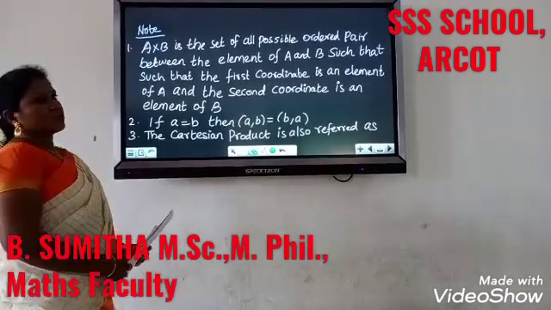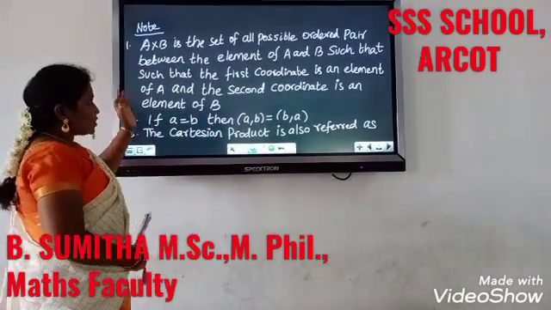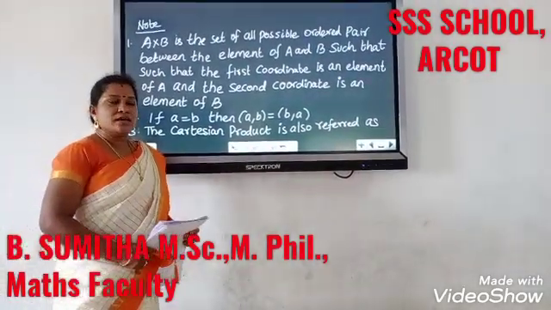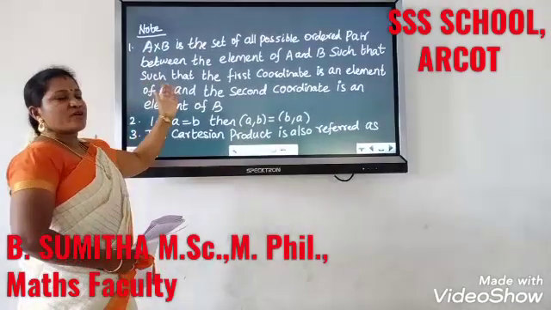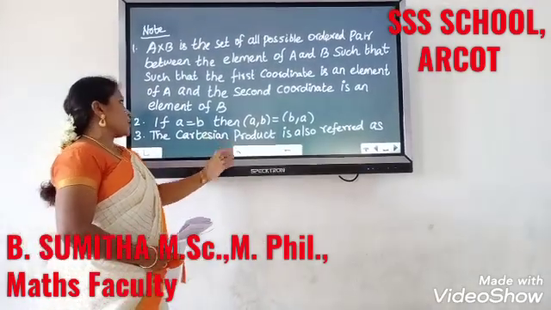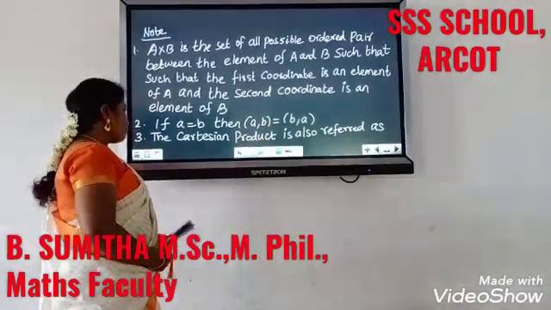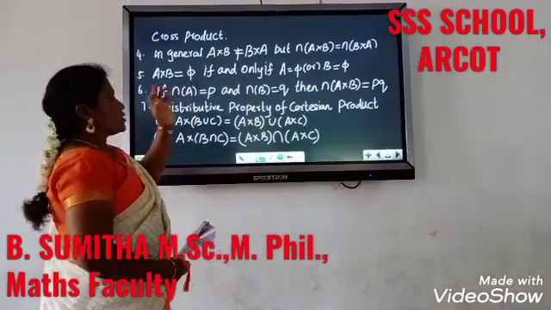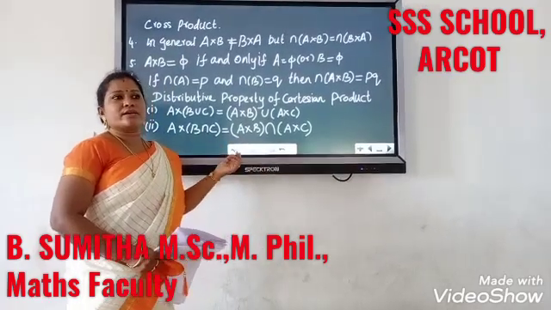Now in this Cartesian product we are going to see some important notes. A cross B is the set of all possible ordered pairs between the elements of A and B such that the first coordinate represents A and the second coordinate represents B. If it is written as B cross A, then the first coordinate represents B and the second coordinate represents A. The next point is, if A equals B, then A cross B is equal to B cross A. And the Cartesian product is also referred to as the cross product.